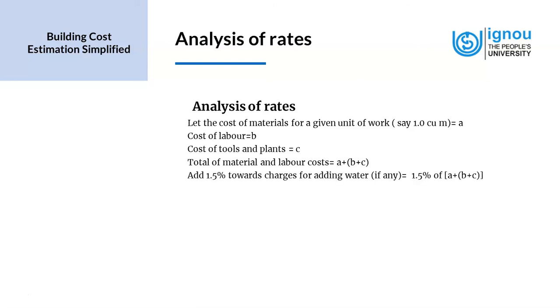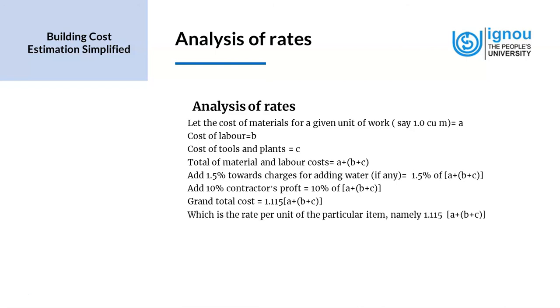Now we add 1.5% towards charges for adding water, if any, and so that would be 1.5% of A plus B plus C. And add 10% of contractor's profit, which is 10% of A plus B plus C. So the grand total cost would be 1.115 times (A plus B plus C). This is the rate per unit of that particular item, where A, B and C stand for the cost of materials, labor, tools and plants and machineries.